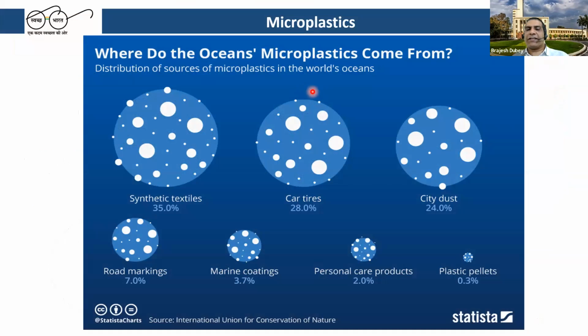So where is this microplastic coming from? Synthetic textile, again, that's what we are using. So we are not banning those, so it is still being used. So you will see this showing up. Car tires, again, not being banned. City dust, road markings, marine coating, personal care products, and plastic pallets. So these are the distribution of sources of microplastic in the world's ocean. So that's where it is actually coming in.